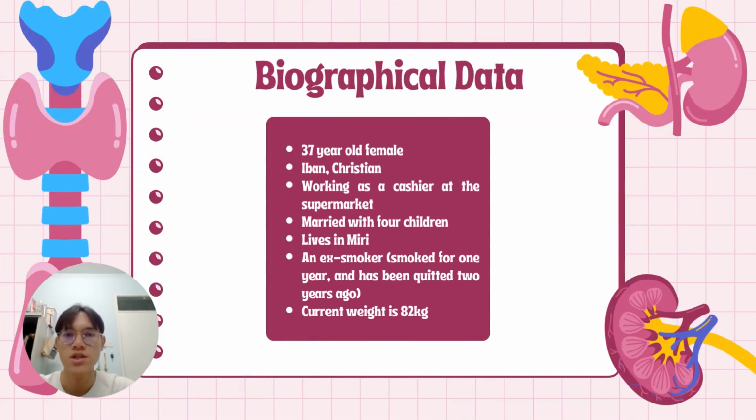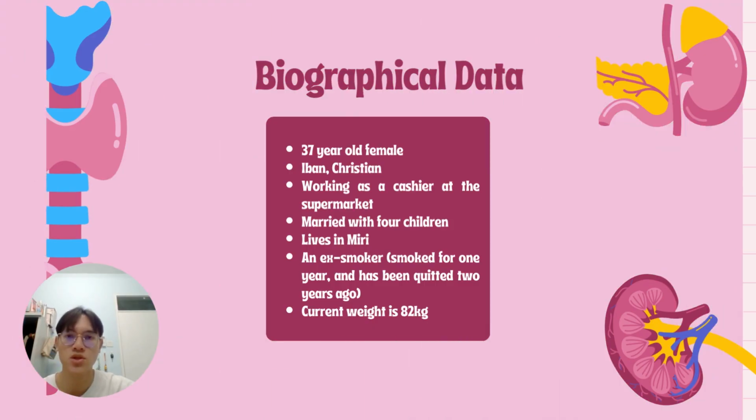Now, our case presentation starts with the biographical data of the patient. This patient is a 37-year-old female, Iban Christian, and she has been working as a cashier at the supermarket for a few years. She is married with 4 children and lives in Miri. She is also an ex-smoker, which she smoked for 1 year and quit 2 years ago. The current weight is 82 kg.